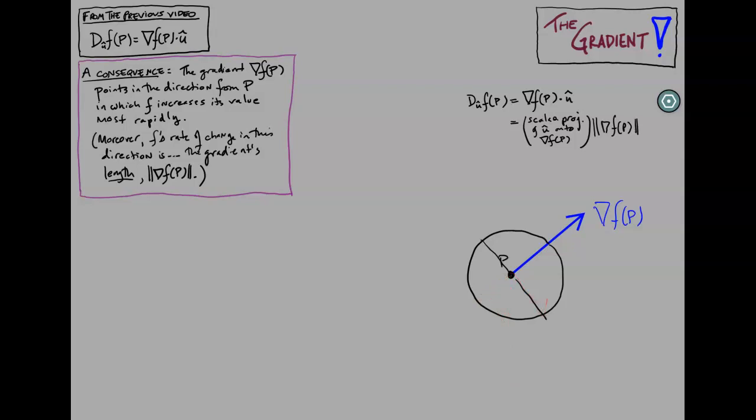And if we move at right angles to the gradient, we will have a directional derivative of 0. And above all, the gradient itself points in the direction in which the scalar field is increasing its value most rapidly from p, and its length gives us the actual rate of change. But the direction is often the most crucial thing right there. We want to know how to move as fast as possible from that point. It's going to be in the direction of the gradient.